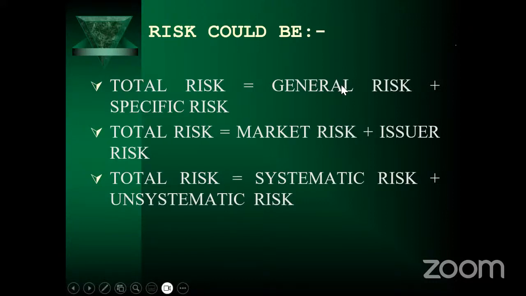So total risk is the summation of systematic as well as unsystematic risk. Systematic risk cannot be controlled. It is driven by macro factors, but unsystematic risk can be controlled to some extent, and it is micro in nature. I have already cited the example. So let us proceed to the next.